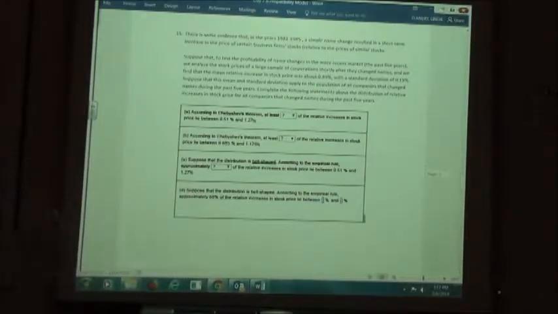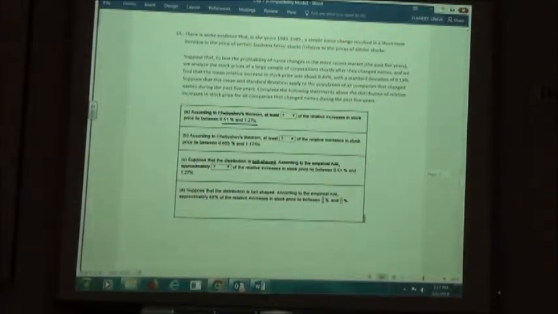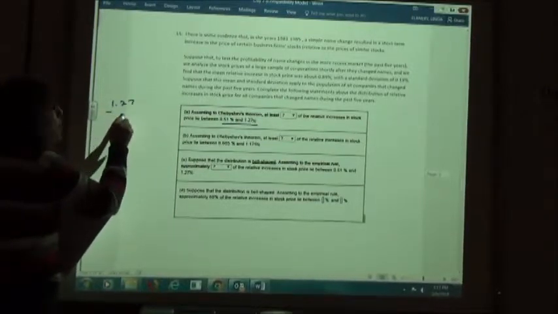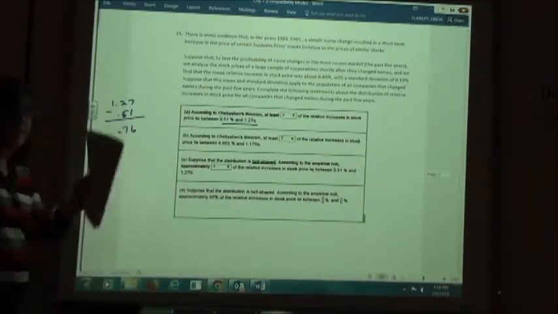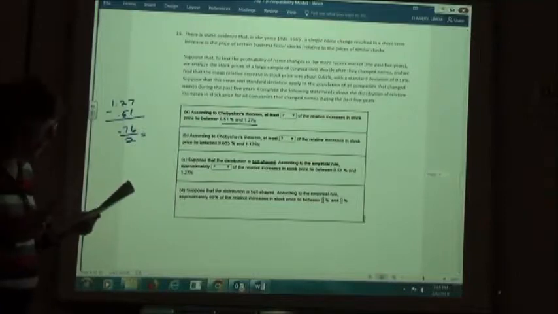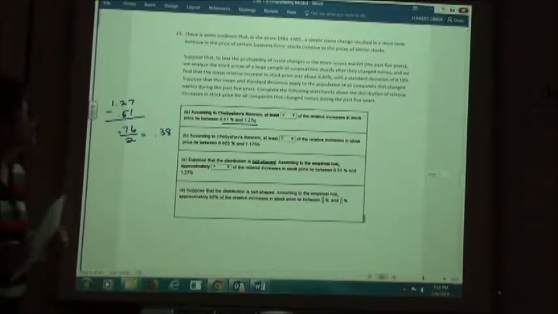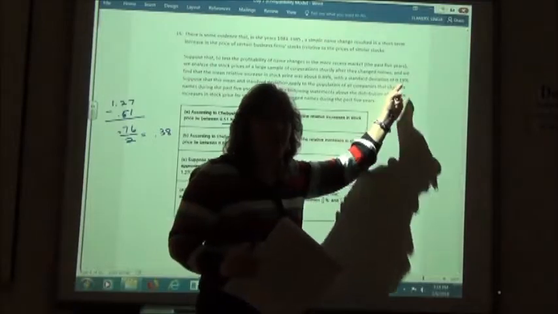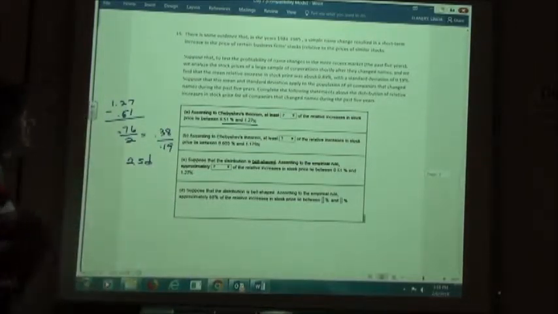According to Chebyshev's theorem, at least what percent of the relative increase in stock prices lie between 0.51% and 1.27%? So again, first thing we're going to do is just figure out the spread between those two numbers. 1.27 minus 0.51 is 0.76. That's the entire distance. We just want to know halfway, so if I divide that by 2, we get 0.38. 0.38 is how many standard deviations? We know that one standard deviation is 0.19, so if we have 0.38, we get 2 standard deviations.